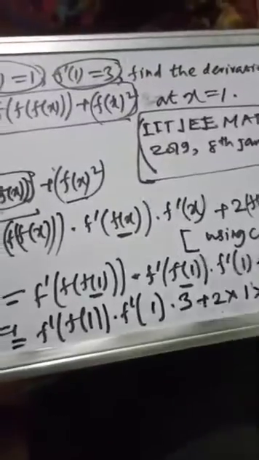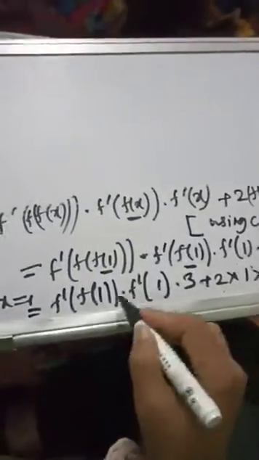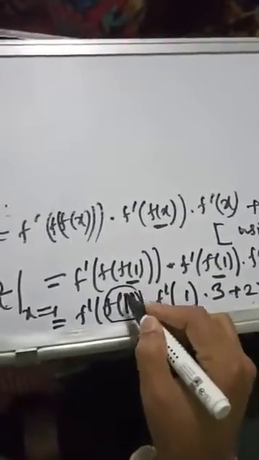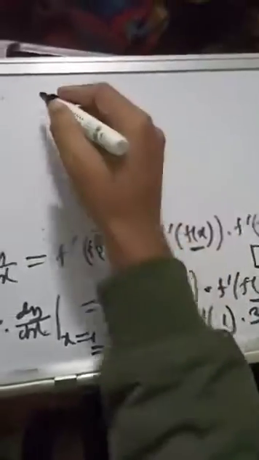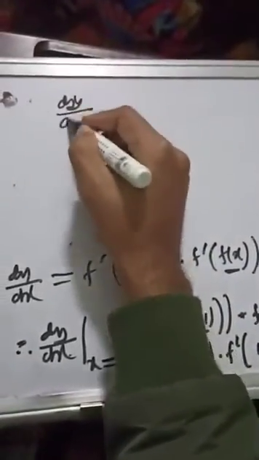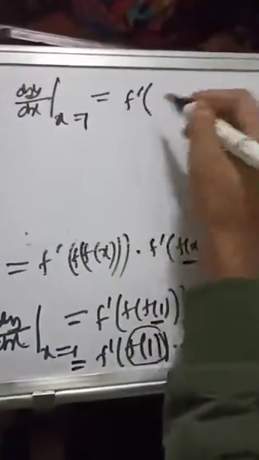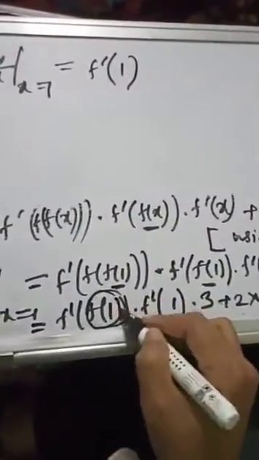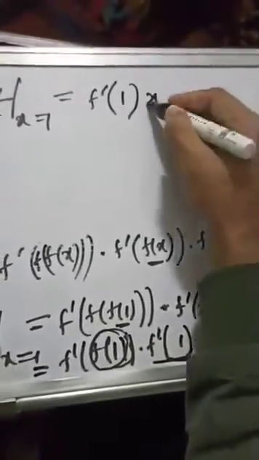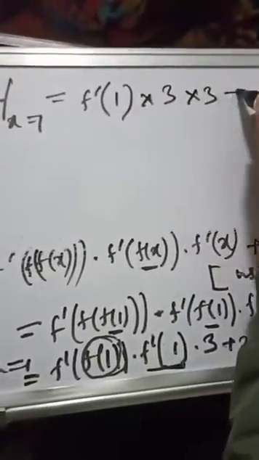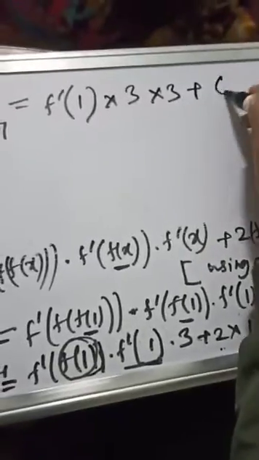You see, here we get f of 1 equal to 1. So dy/dx at x equal to 1, f dash f of 1 equal to 1, so in this place we put 1. f dash 1 equal to 3, so this becomes 3 into 3 plus 2 into 3, which means 6.